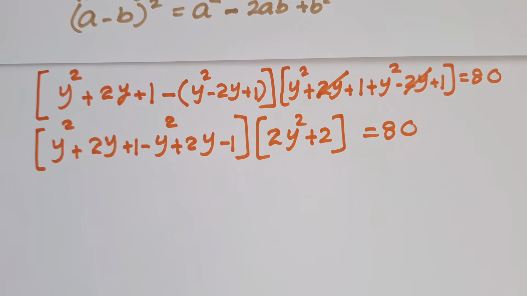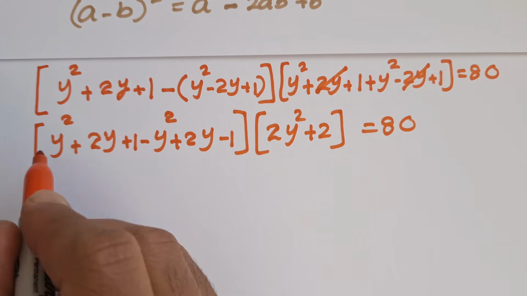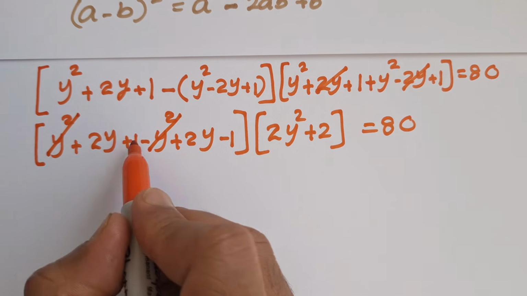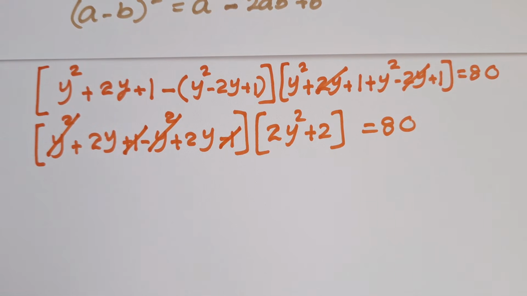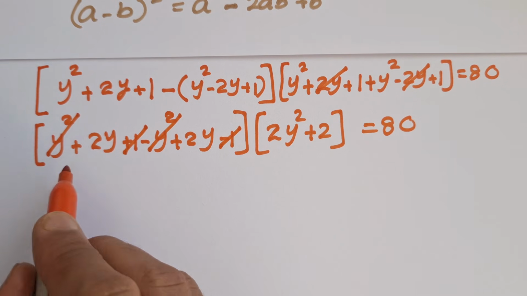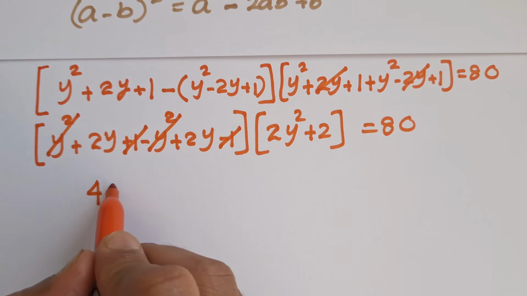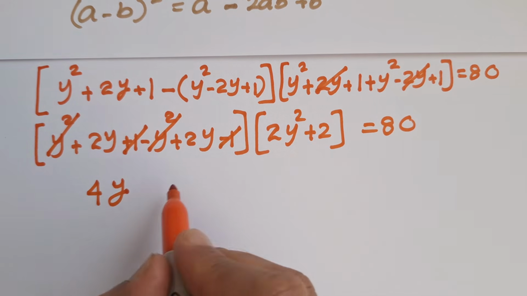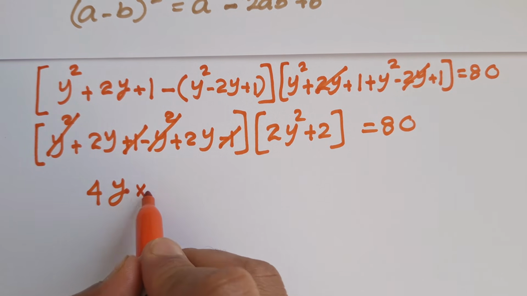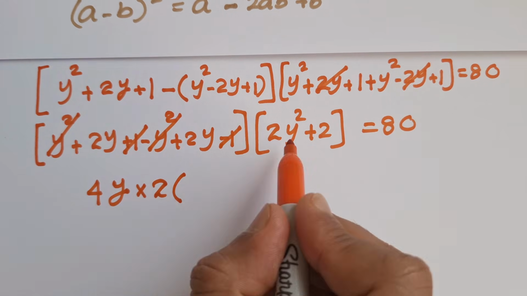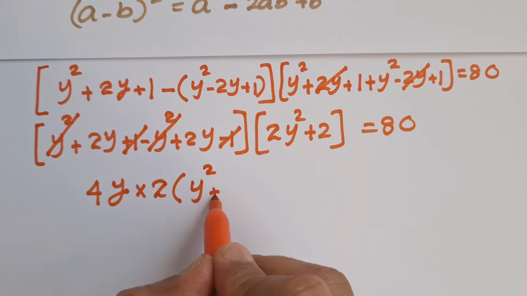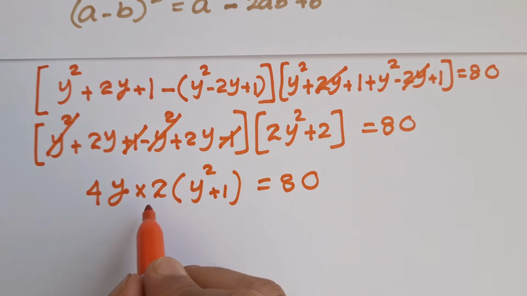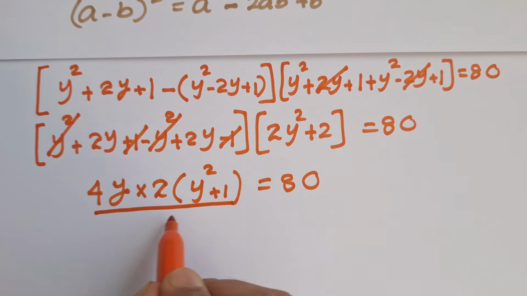Then in the first bracket, we can see that y squared minus y squared cancel out. Then plus 1 and minus 1 also cancel out. Then 2 times y plus 2 times y is equal to 4 times y. In here 2 is the common factor, so I can take the common factor out of the parentheses. Then inside I will have y squared plus 1 is equal to 80. Now I'm going to divide both sides of the equation by 8.